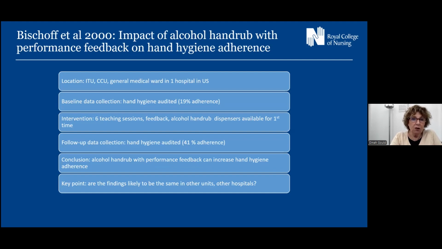Bischoff, working in France, wanted to look at alcohol hand rub and its effect on hand hygiene adherence. It was a French group, but they were working in the US, in intensive care units, general medical wards, and coronary care units in one hospital. They had baseline data collection and found a very low rate of adherence to hand hygiene, 19%. They had 6 teaching sessions and gave people feedback on their performance of hand hygiene. They introduced the alcohol gel for the first time, and then audited hand hygiene afterwards and found that it had gone up to 41%.